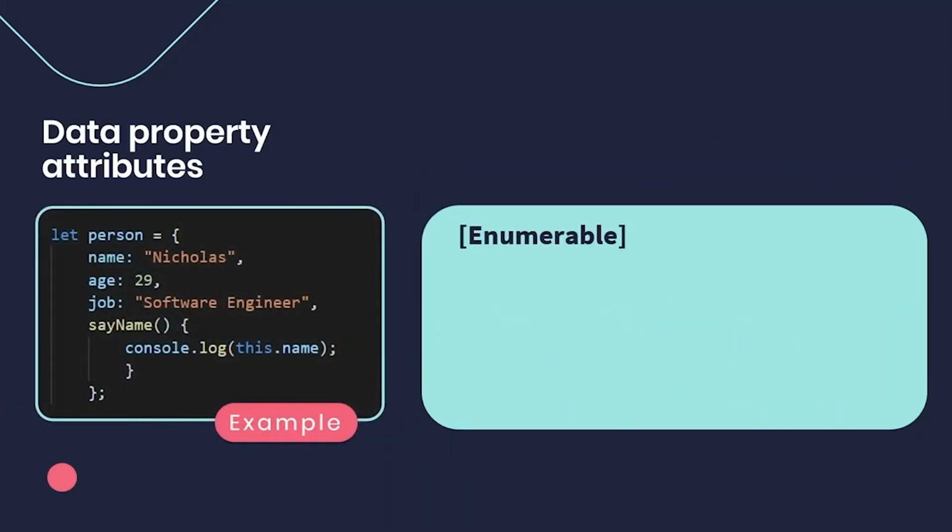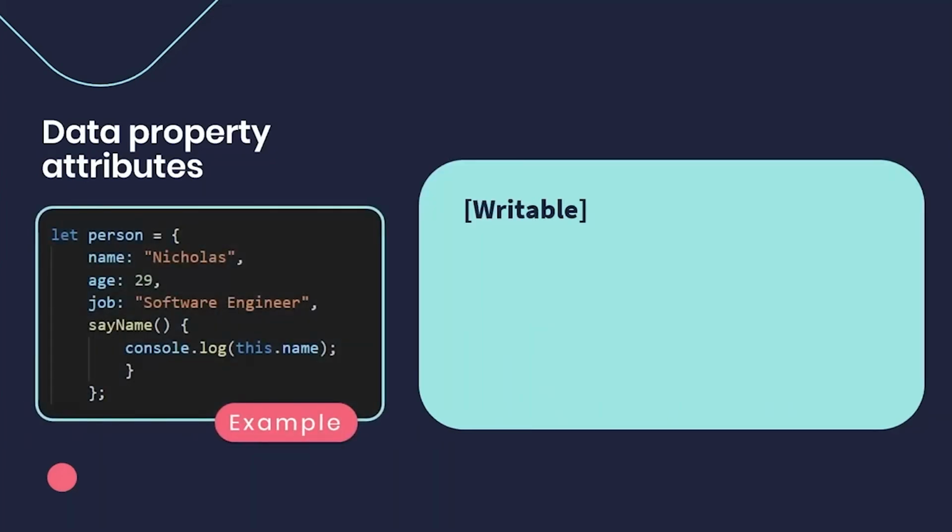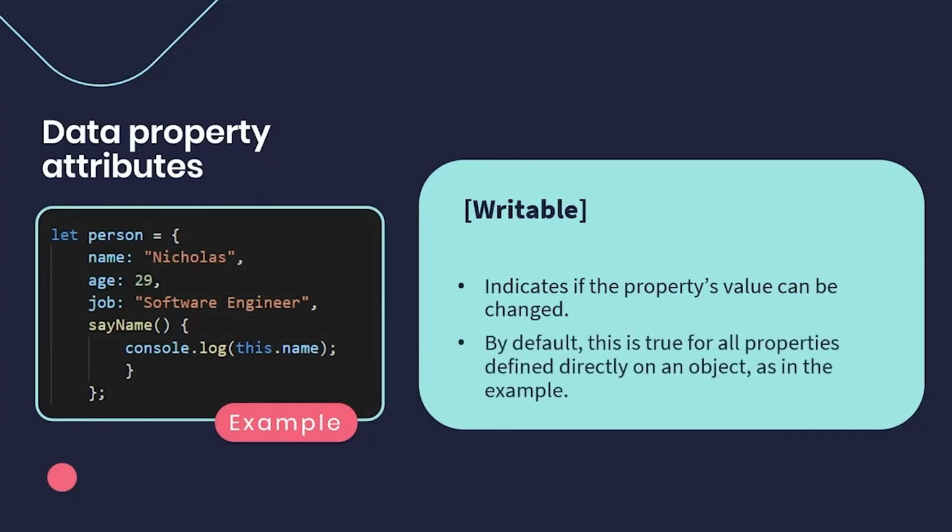Enumerable. Now, enumerable indicates if the property will be returned in a for-in loop. By default, this is true for all properties defined directly on an object, as in this example. Writable. Writable indicates if the property's value can be changed. By default, this is true for all properties defined directly on an object, as in this example.